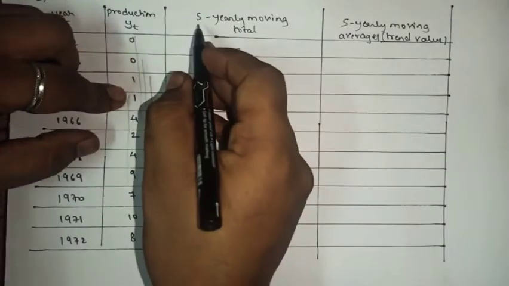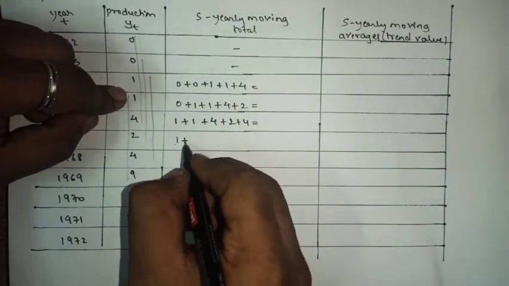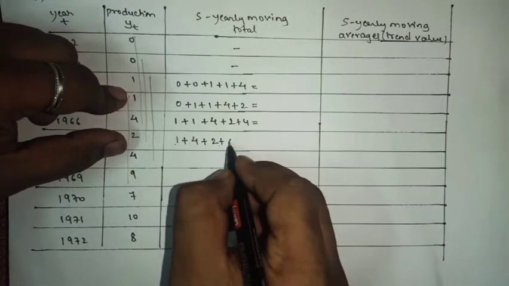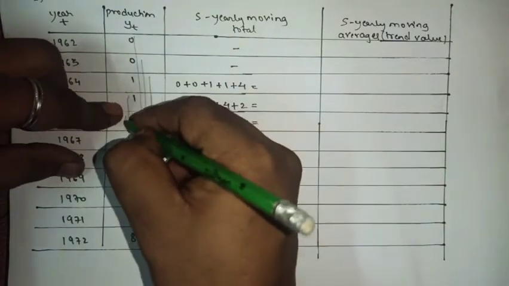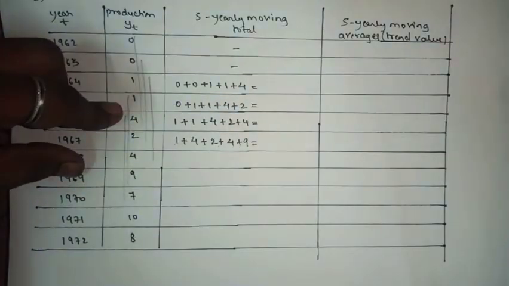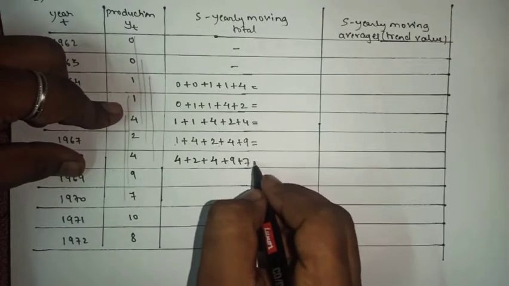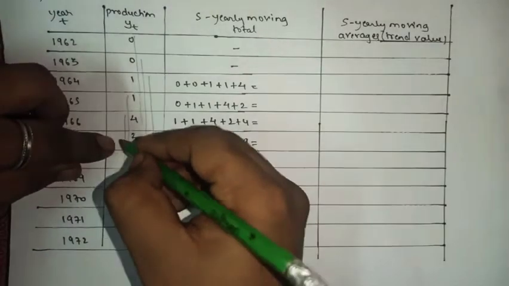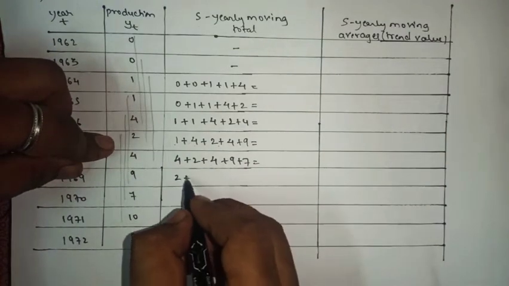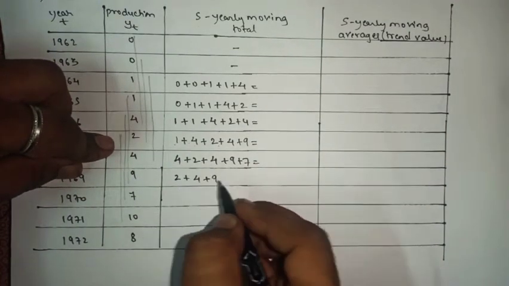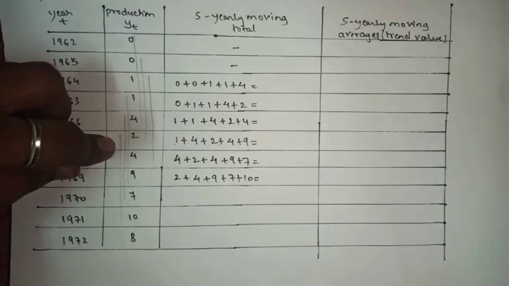1, 4, 2, 4, 9. Yes or no? Because here it is 5 yearly moving total, so we have to add 5 numbers. So 1 plus 4 plus 2 plus 4 plus 9. Then for the next, 4, 2, 4, 9, 7. For the next, 2, 4, 9, 7 plus 10. Yes or no?